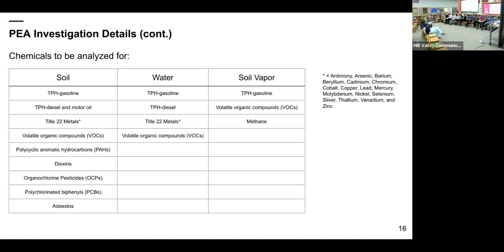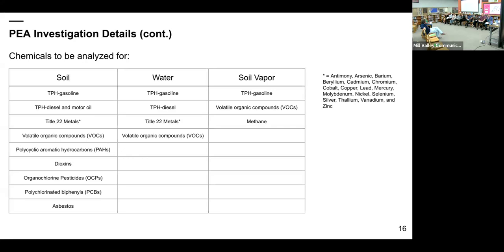The reason why not each type of medium has the same chemicals analyzed for is because of exposure pathways to these chemicals. For the most part, chemicals in soil, you can be exposed to them certain ways. Some are ingestion or dermal contact, some are inhalation, some are through vapors. So each medium, soil, water, and soil vapor, are specified to analyze samples for chemicals that receptors can be exposed to and could have a negative impact.